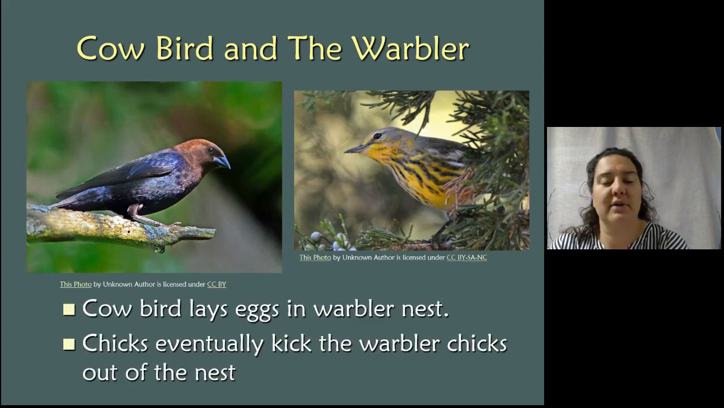So another example of parasitism is a cowbird and a warbler. The cowbird, as a reproductive strategy, will lay its eggs in other birds' nests, so it doesn't have to spend time rearing its young. And because the cowbird chicks are often larger than the songbird chicks in the nests where it lays its eggs, the cowbird chicks will eventually kick the warbler chicks out of the nest, leaving the warbler parents to raise a cowbird young at the expense of their own offspring. So this is a very successful reproductive strategy for the cowbird.